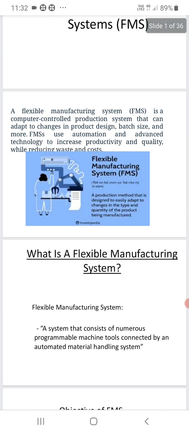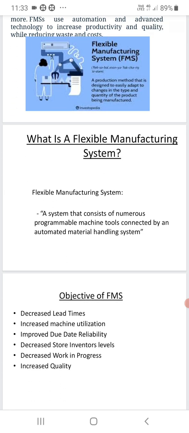Flexible manufacturing system is one of the mass production systems, a system that consists of numerous programmable machine tools connected by an automated material handling system.